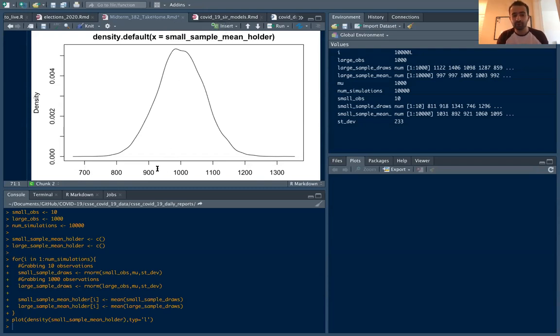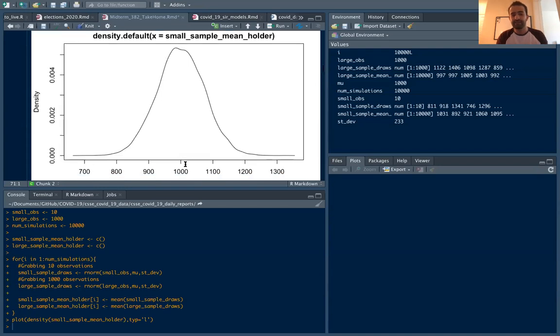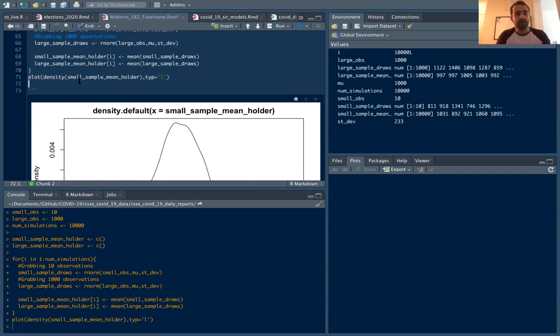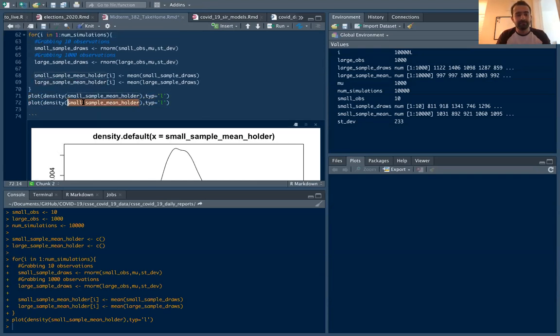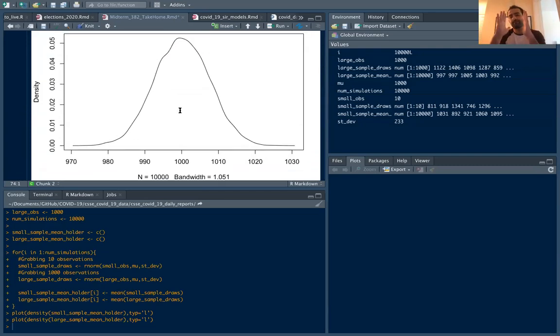Now, the vast majority of our sample means that we estimated across the different 10,000 simulations are actually centered on 1,000. And this is the idea of unbiasedness, right? In expectation, or on average, across my estimator, it's going to be approximately correct. Okay. Now, with the large samples, the range is a lot narrower, right?